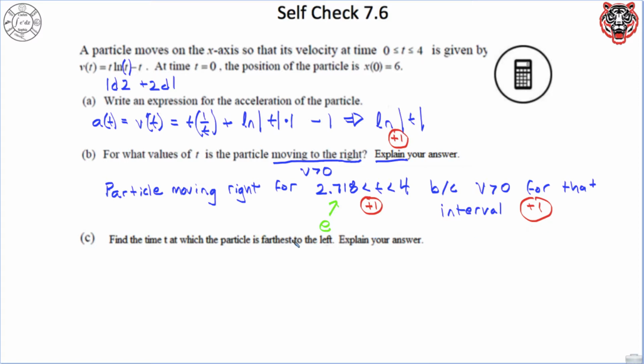Part C is a little bit long, so whenever we're doing farthest to the left, farthest to the right, then we have to make a giant table. So let's go ahead and do that.